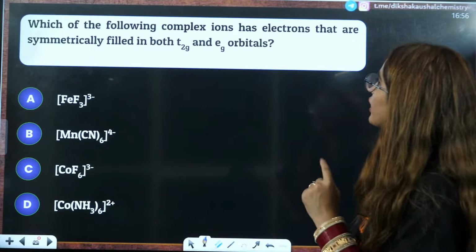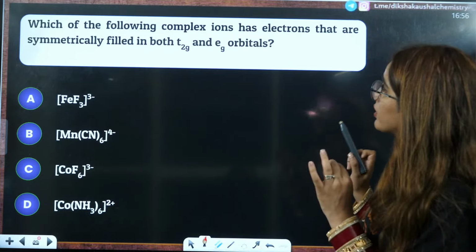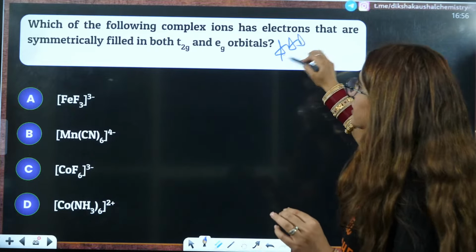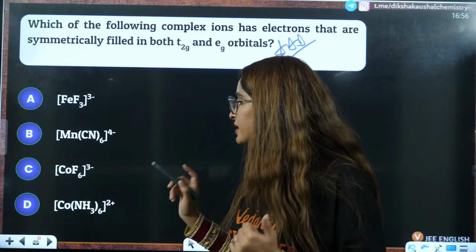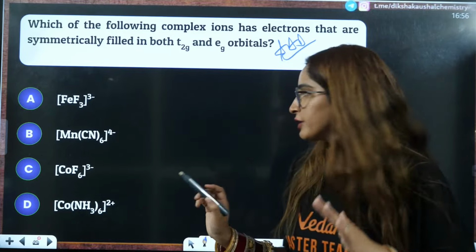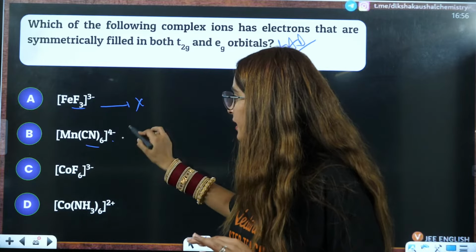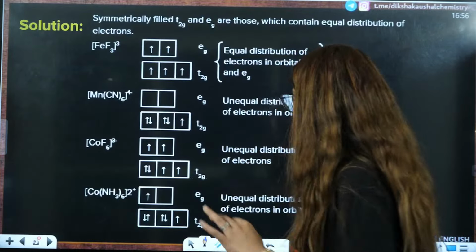Next is, which of the following complex ions has electrons that are symmetrically filled in both T2G and EG? Questions based on T2G and EG they are asking very frequently. Now if you see this, one thing is you should know which is going to cause pairing and which not. Here you will have no pairing, here you will have pairing, here you will have no pairing, here you will have pairing. So let us try to answer this.